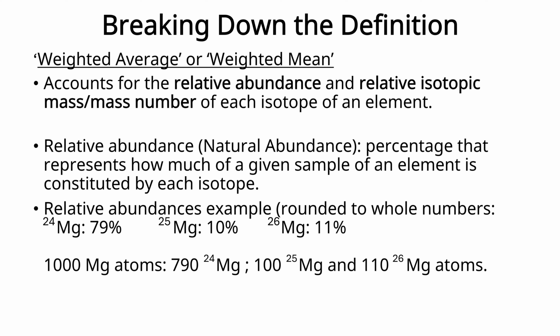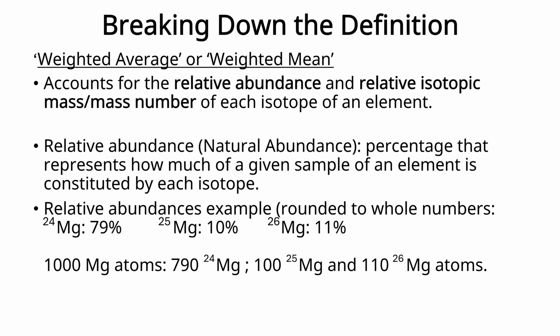Let's look at relative abundance first. Relative abundance, also called natural abundance, is a percentage that represents how much of a given sample of an element is constituted by each isotope. Let me explain with an example, it's much easier. Let's say we have a sample of magnesium. In that sample, there will be three naturally occurring isotopes of magnesium: magnesium-24, magnesium-25, and magnesium-26. This superscript on the left side of the chemical symbol represents the mass number of the isotope.